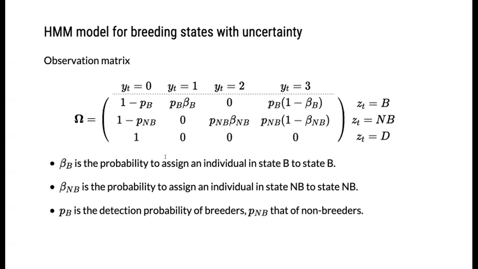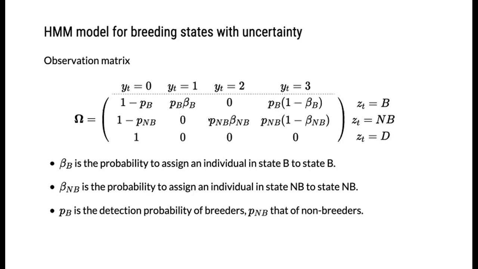So beta B is the probability to assign an individual that is in state B to state B. So it's the probability of correctly assigning breeding individuals. And similarly, we define beta NB, the probability to assign an individual in state non-breeder to the state non-breeder. So it's the probability of correctly assigning a non-breeding individual. And so we put everything in a matrix. Before, pB is the detection probability for breeders, and pNB for non-breeders.